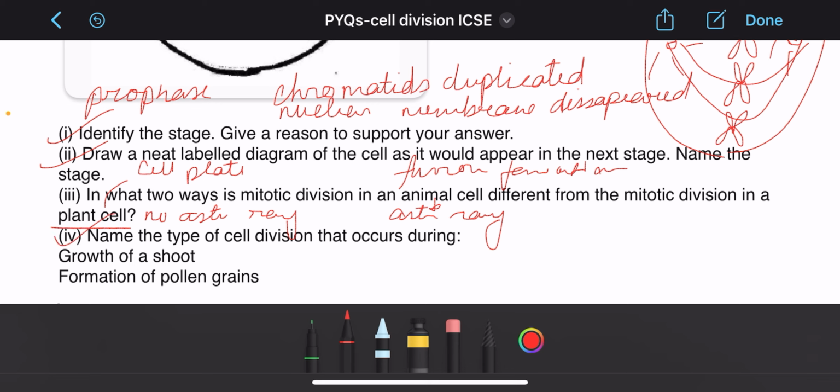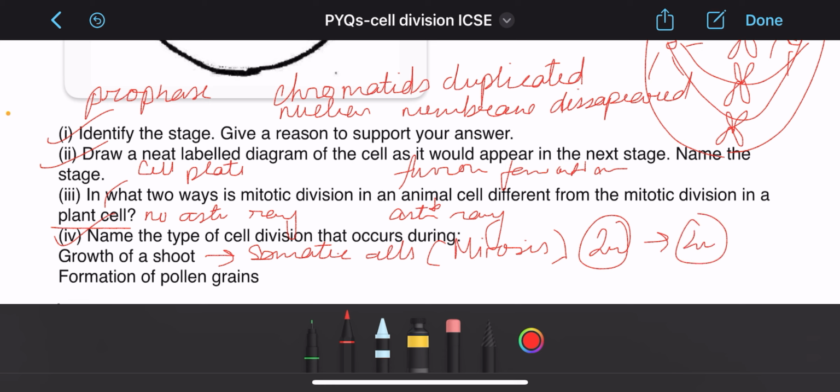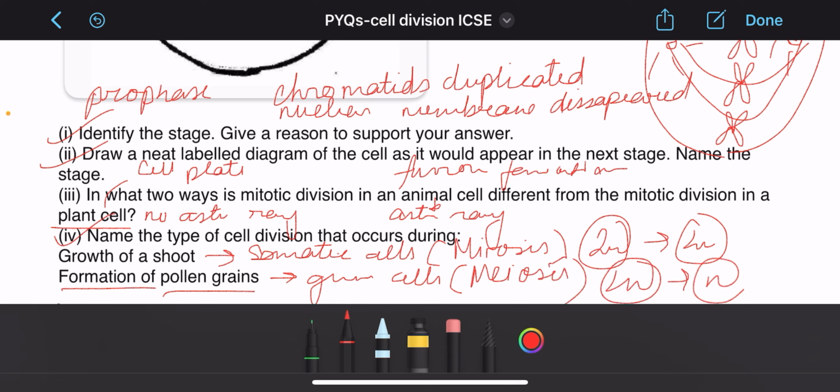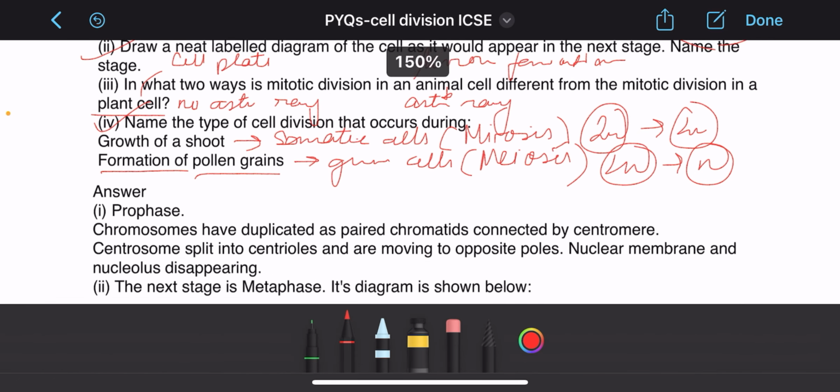Now the fourth question is, name the type of cell division that occurs during the growth of shoot. Now the growth of shoot happens in the somatic cells. So this is mitosis, which is an equational division that leads to the formation of identical cells, that is 2n will give rise to daughter cells with 2n number of chromosomes. Formation of pollen grains: it is happening in the germ cells or the reproductive cells. That means meiosis will take place. There is reduction in the number of chromosomes. Now let us see the answers for this.